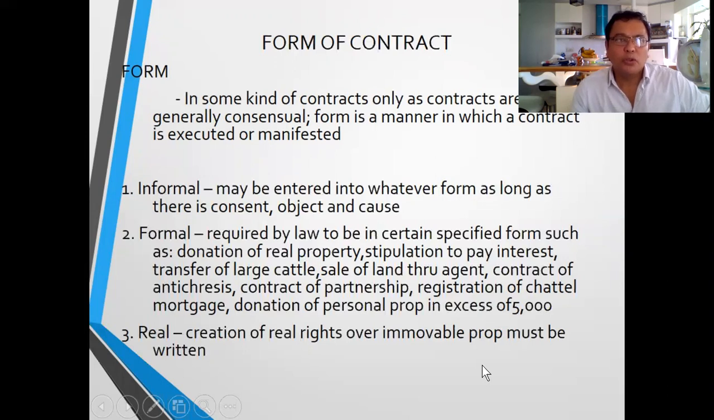Okay, let's go to form of contracts. So what is the form required by law? Generally, contracts are consensual, meaning by mere agreement, the contract is already perfected. It does not require a form, like a written form. So that's why it's stated here in number 1 that contracts may be entered into in whatever form as long as there is consent, object, and cause. So these are informal contracts.